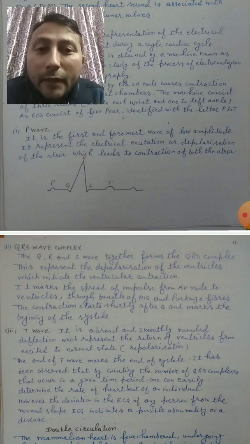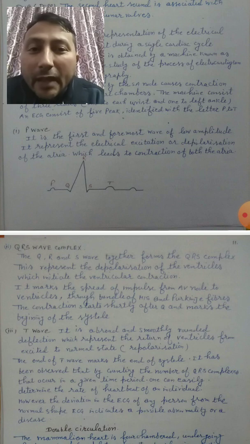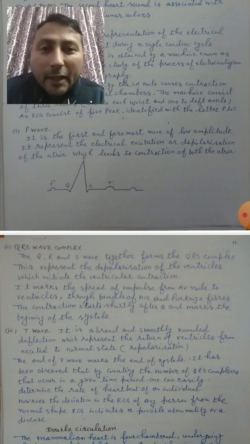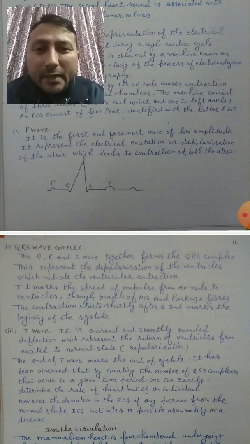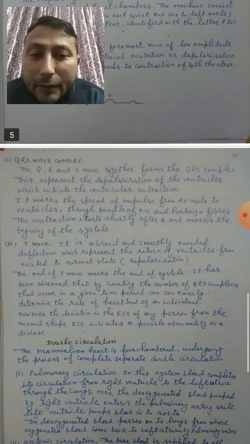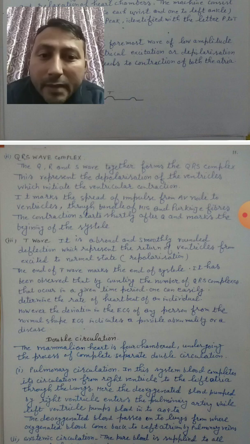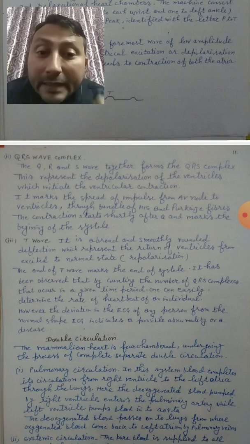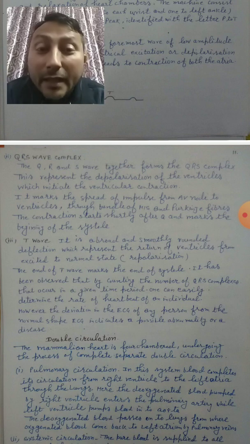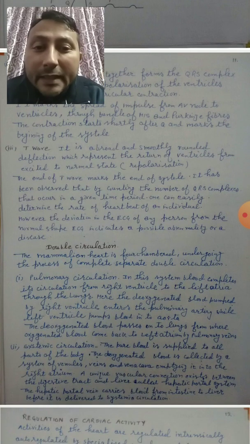So it will clearly indicate, the doctor can easily check with the help of ECG. You must have seen a long report where the ECG checks many cycles, and if there is an abnormality, for example, the end of the T wave marks the end of the systole. It has been observed that by counting the number of QRS complexes that occur in a given time period, one can easily determine the rate of heartbeat. And if the heartbeat increases or decreases, the doctor will get to know that there is some problem in this particular part of the heart, and he will diagnose the disease and treat you.